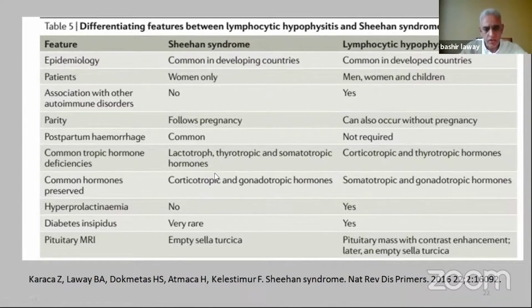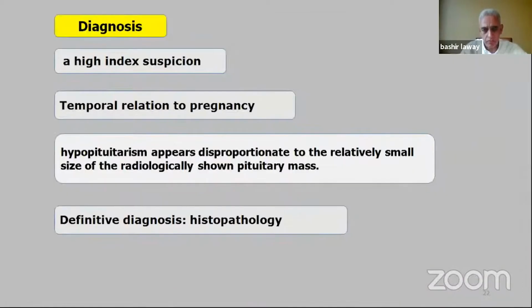There is a preservation of hormone axes in Sheehan. Mostly, if there is preservation, it is with the gonadotroph and corticotroph axis, whereas somatotroph and gonadotroph can sometimes be preserved in lymphocytic. Hyperprolactinemia is not a feature of routine Sheehan, whereas it is a feature of lymphocytic hypophysitis. DI is very rare in Sheehan, whereas it is common in lymphocytic. Pituitary MRI shows empty sella in Sheehan; in lymphocytic hypophysitis, initially there is a pituitary mass with contrast enhancement, but ultimately it may also present with empty sella.